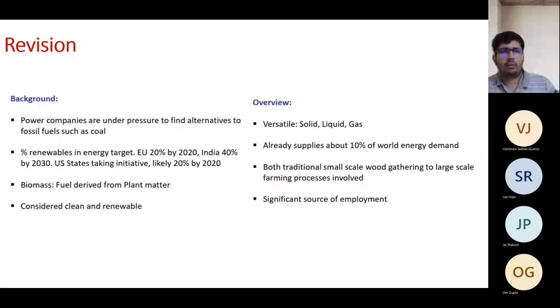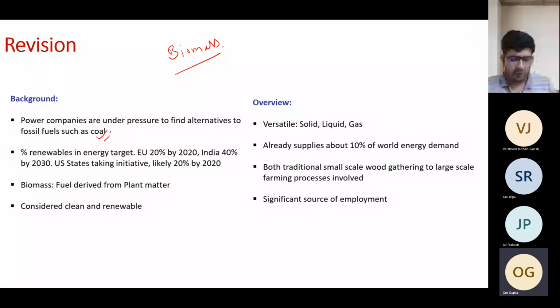Now come to biomass. Now biomass energy. Power companies are under pressure to find alternatives to fossil fuel such as coal. As we know, most of the power plants currently are using coal-based power plants, coal thermal plants. So they are using coal, and coal is a fossil fuel.